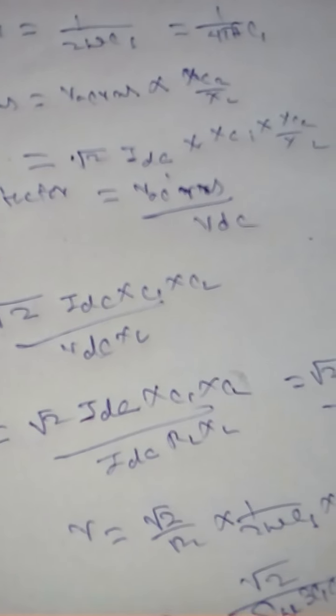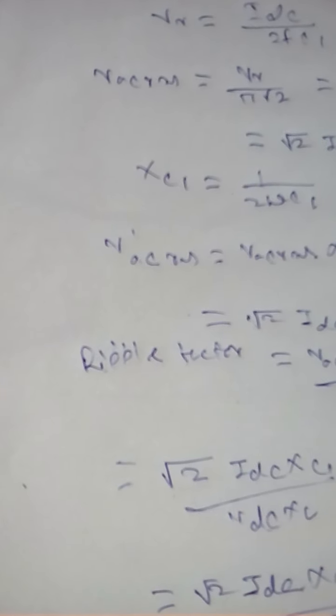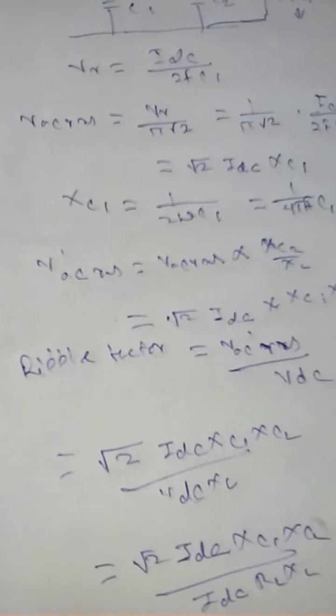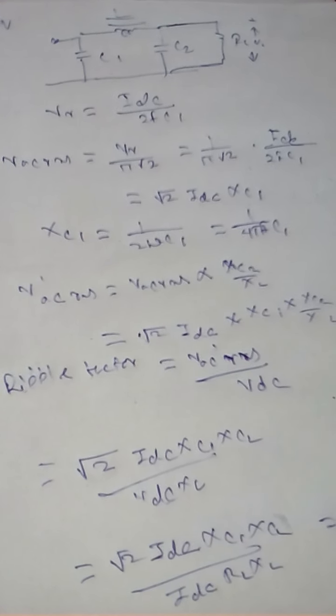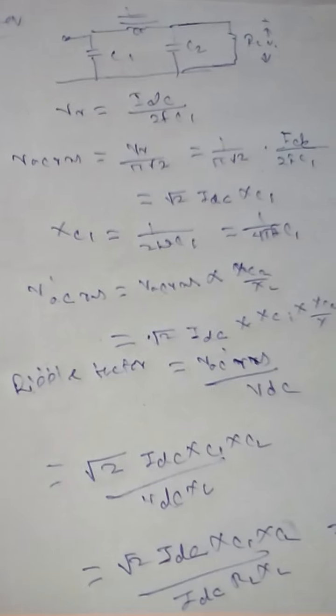These are today's lecture. There are 4 types of filter: generally we use the L filter, LC filter, capacitor filter, and pi filter. We see from the waveform how each filter gives a proper output.